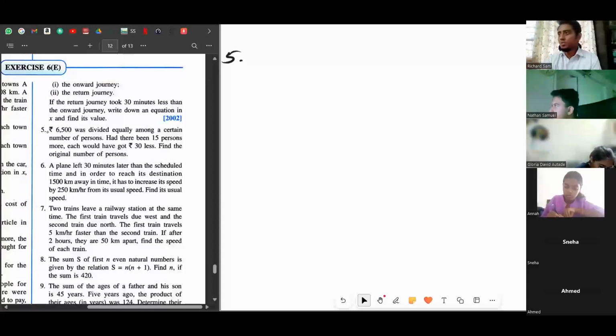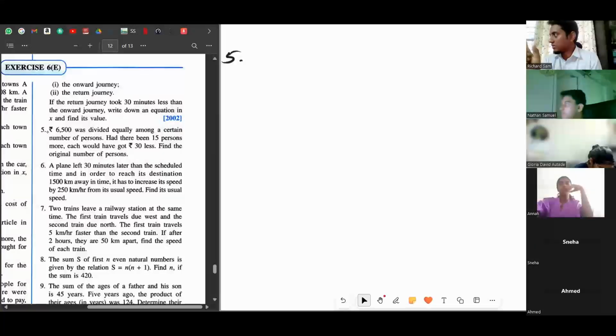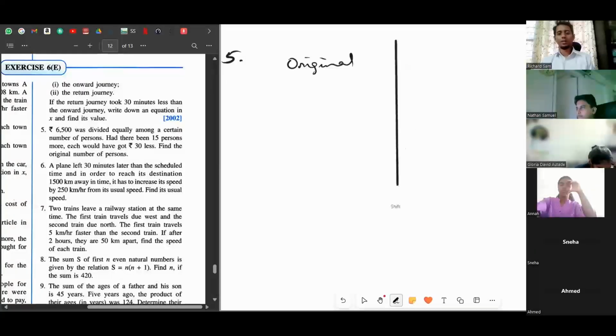Say you got 100 rupees each. Now, if there were 15 people more, each of you would have got 30 rupees less. Because now there are more people, right? So when I divide it with more people, what happens? Everyone gets a smaller amount. Did you understand that, everyone? Okay. You will get 70 rupees then. So find the original number of persons. So we have two columns here again. Originally, how many people were there? And if there are 15 people more.